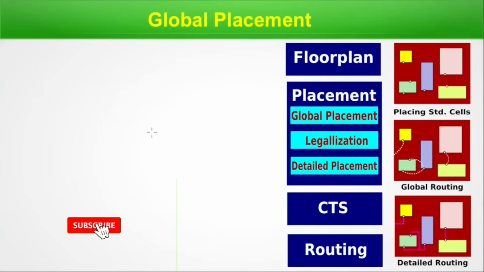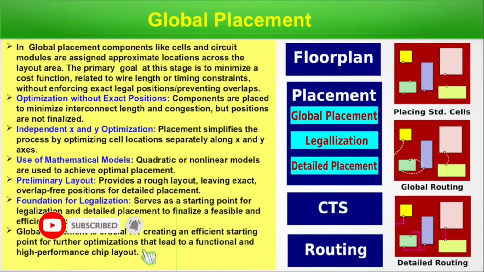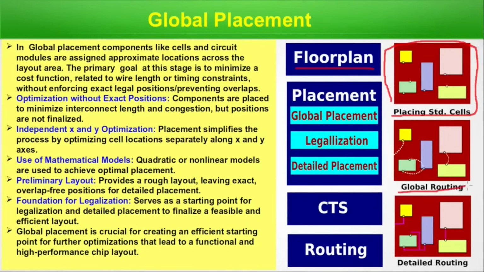Now global placement. This is the floor plan. Now placement: global placement, legalization, detailed placement. After that, CTS and routing. In global placement, we place standard cells. Then global routing, and this is the more refined detailed routing.